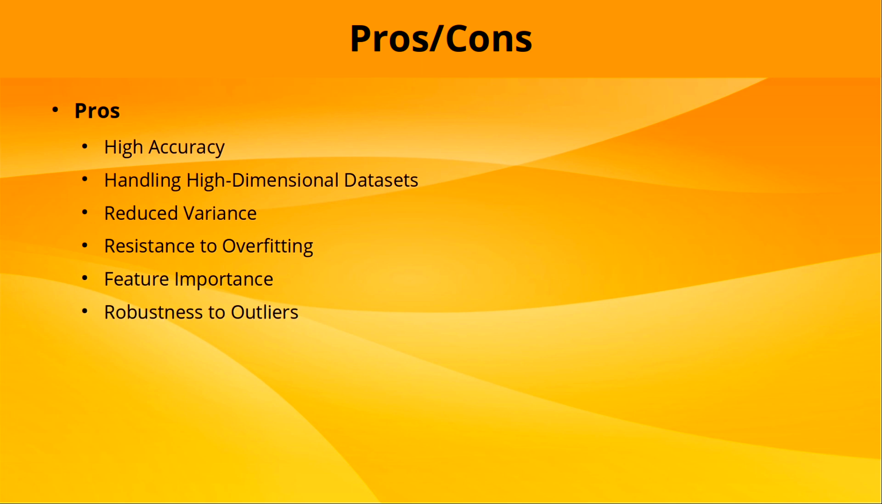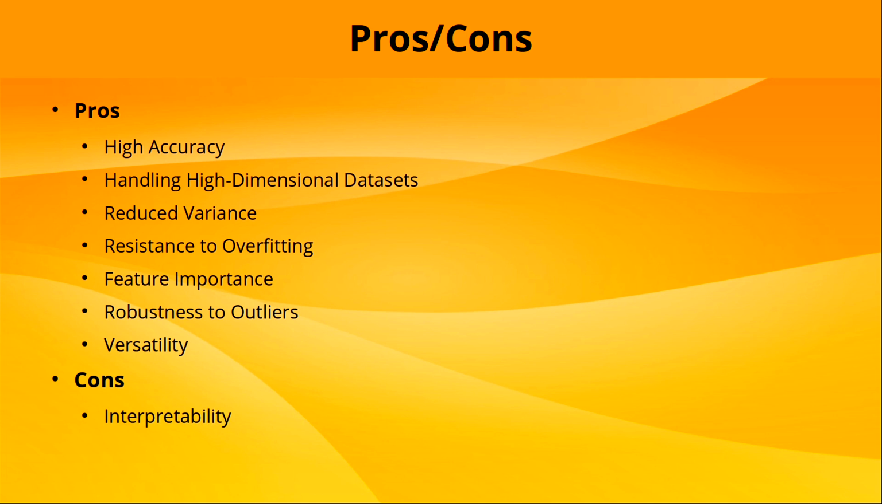Robustness to outliers. Random forests are less affected by outliers compared to other algorithms, thanks to their averaging or voting mechanism. Versatility. Random forests can handle various types of data, including categorical and numerical features. They can be applied to both classification and regression problems. However, random forests also have some limitations to consider.